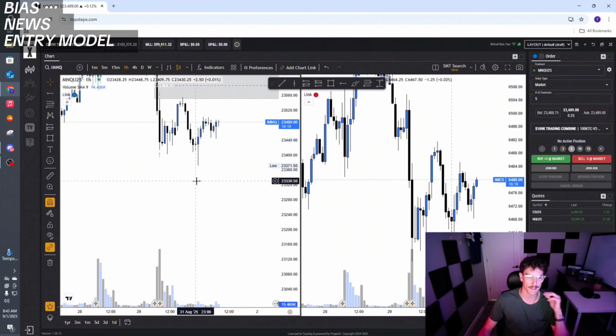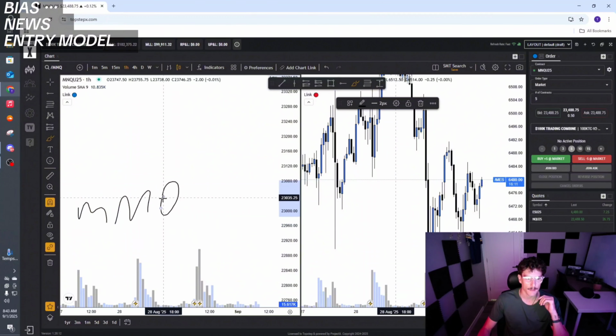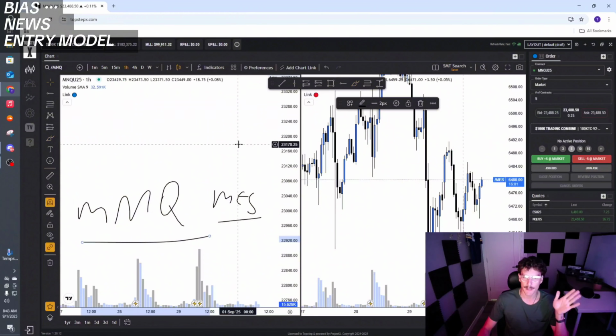Say, for example, this is MNQ right here, and this is MES. I call these two sibling indexes. And why do I call them sibling indexes?